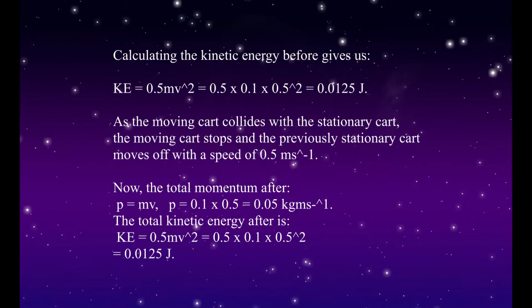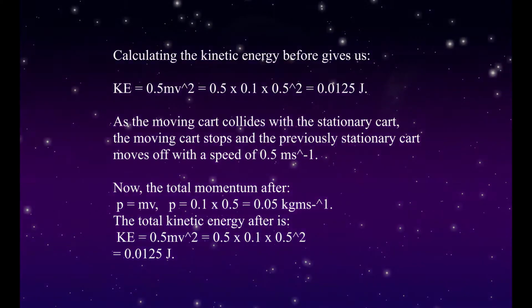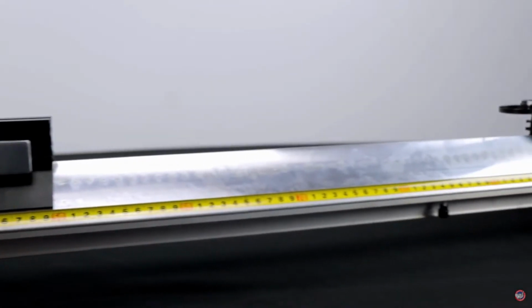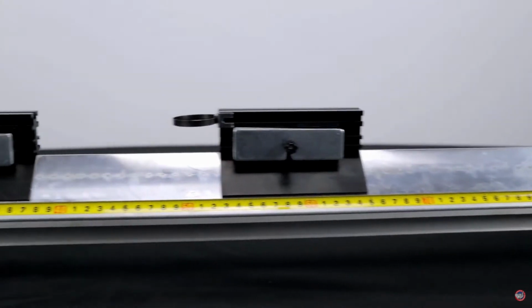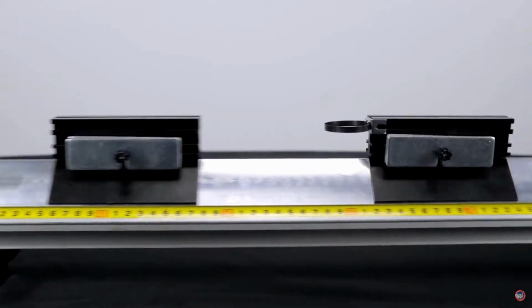The total kinetic energy after is Ke equals 0.5 mv squared equals 0.5 times 0.1 times 0.5 squared equals 0.0125 joules. Here we can see that the total momentum and kinetic energy is conserved, showing us that the collision is in fact elastic.